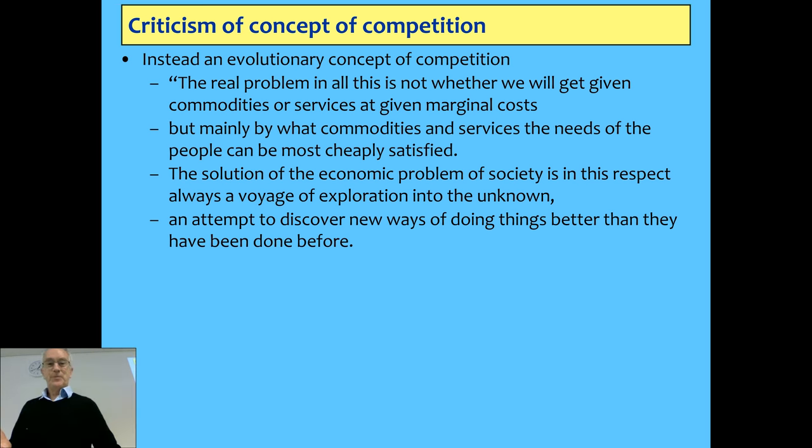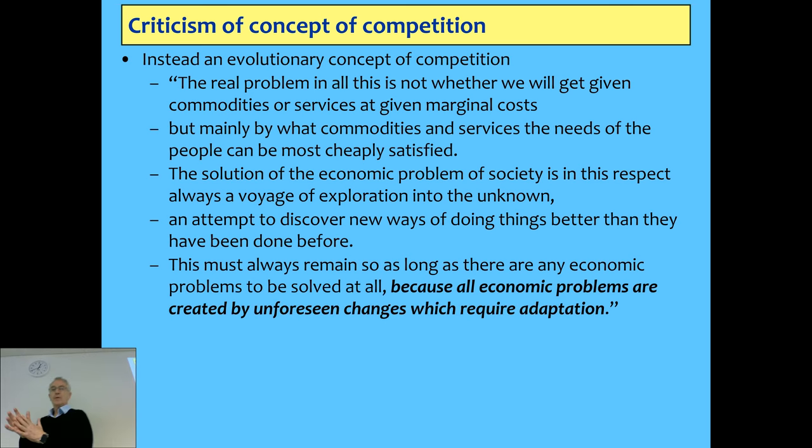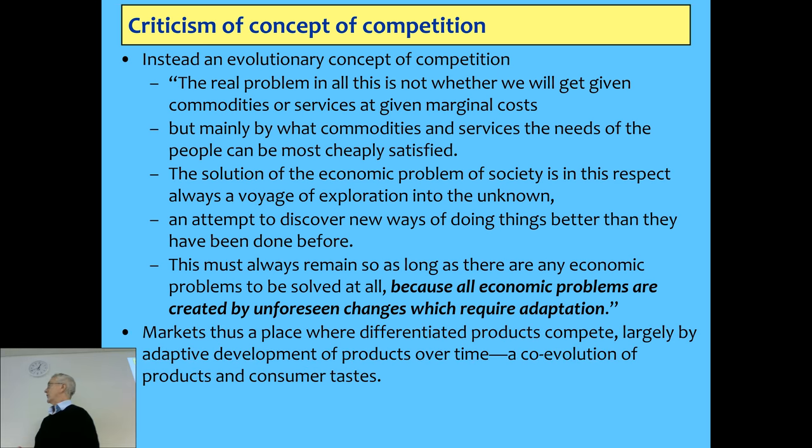But that's pretty cool. So this is, again, a key evolutionary issue here. All economic problems are created by unforeseen changes which require adaptation. And so what you get is an adaptive idea of what happens in competition. So markets are a place where differentiated products, not identical products, which differ from each other but fulfill a similar range of functions, co-evolve. Your tastes change, okay, and therefore what you buy in a phone changes over time.